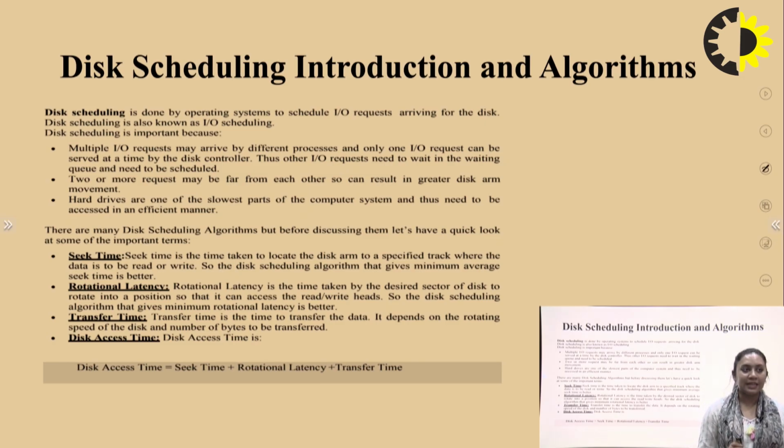Number one is seek time. Seek time is the time taken to locate the disk arm to a specific track where the data is to be read or written. So the disk scheduling algorithm should arrive at a minimum average seek time, which is better. Next one is rotational latency. Rotational latency is the time taken by the desired sector of the disk to rotate into position so that it can be accessed by the read and write heads, so the disk scheduling algorithm should give the minimum rotational latency.